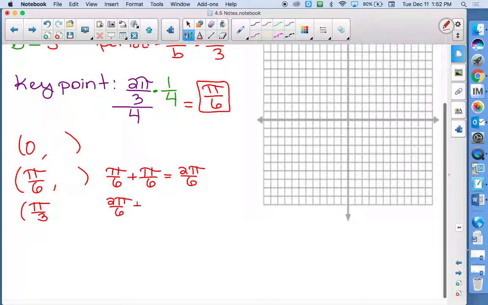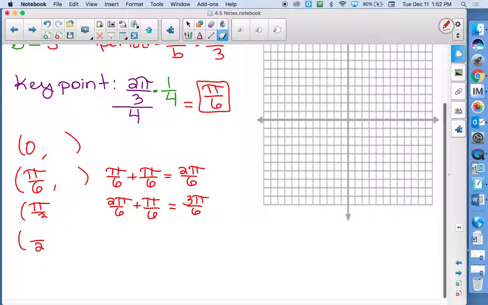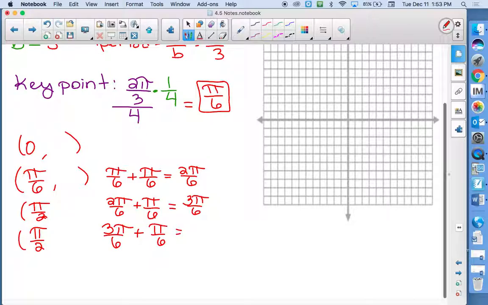And Libby, if we take pi over 3, which is really 2 pi over 6, and add pi over 6 to it, you get pi over 2. That's a sloppy looking pi. So now we have 3 pi over 6, which is pi over 2, plus pi over 6, Libby, so that makes 2 pi over 3, because it's 4 pi over 6.